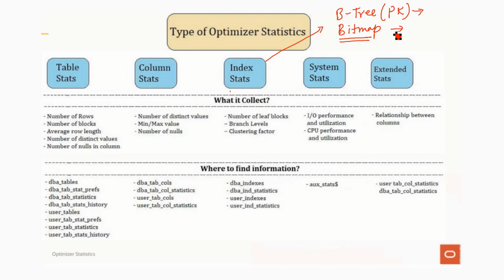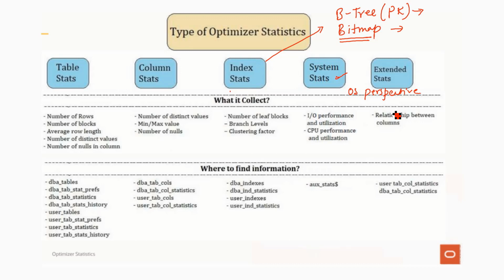I will let you know about the flowcharts and how it is created and what is the functionality and all that. Apart from that, there can be system statistics. These statistics will be from the OS perspective, about IO performance and utilization, CPU performance and utilization. Apart from that, there can be multiple extended statistics, like dictionary gather statistics and all that. We'll discuss in the later sections.